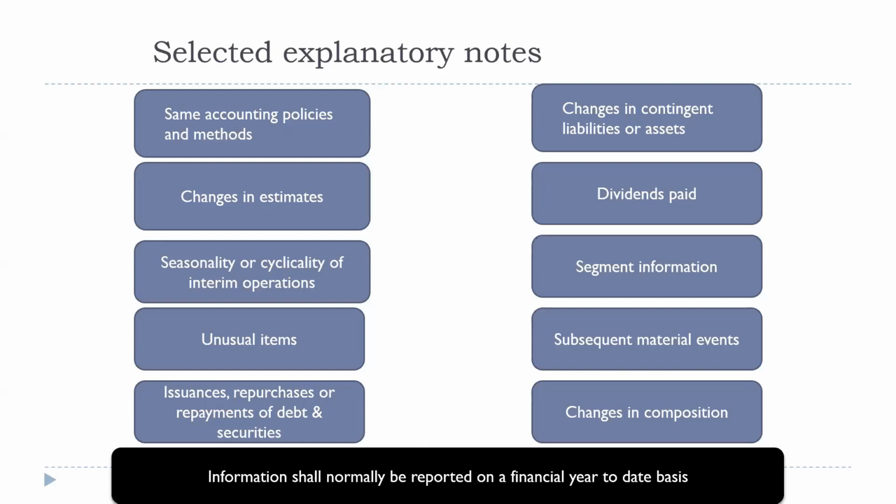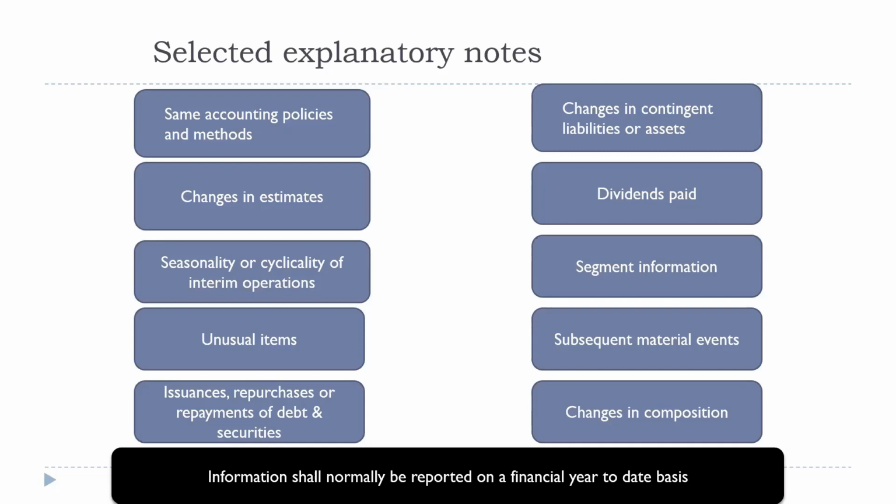Issuance, repurchases, or repayments of debt and securities after the end of the balance sheet period, after the annual statement has been published, any change which has taken place, any change in contingent liabilities which turned out to be liabilities or provisions, any dividends paid, segment information, subsequent material events, changes in composition. So these are selected explanatory notes which we should focus on while providing a condensed set of financial statements.